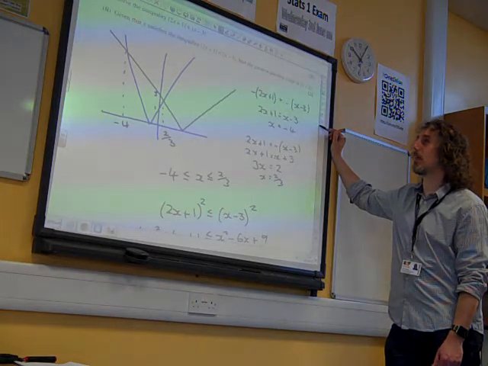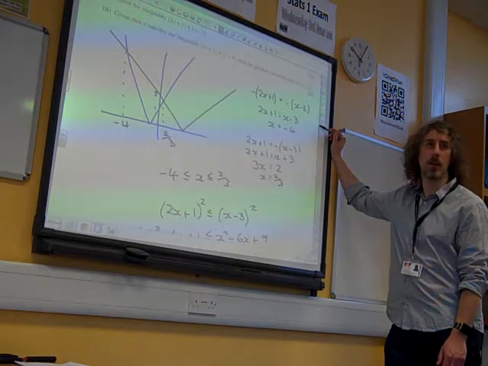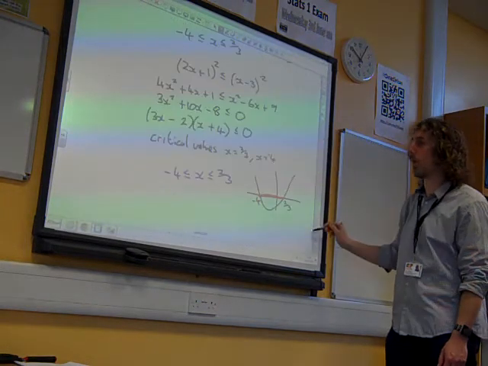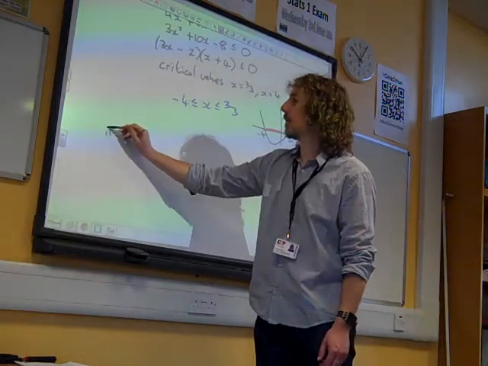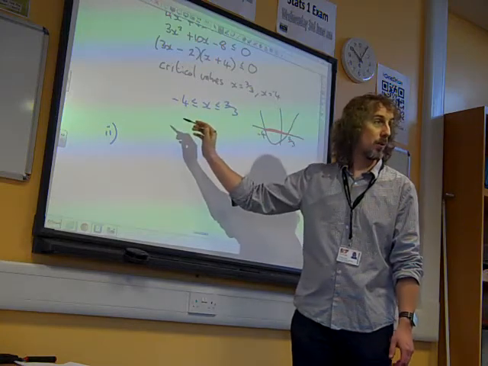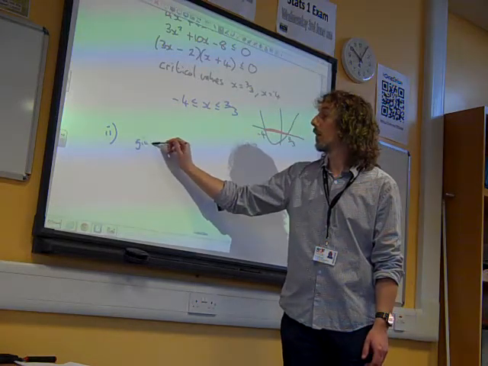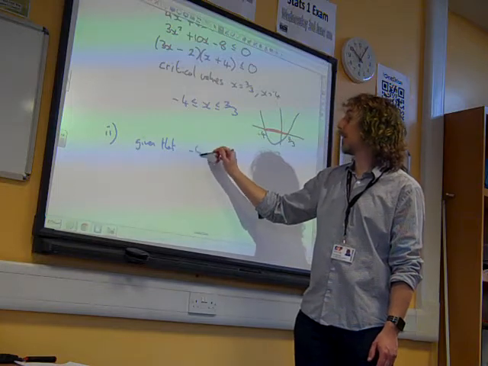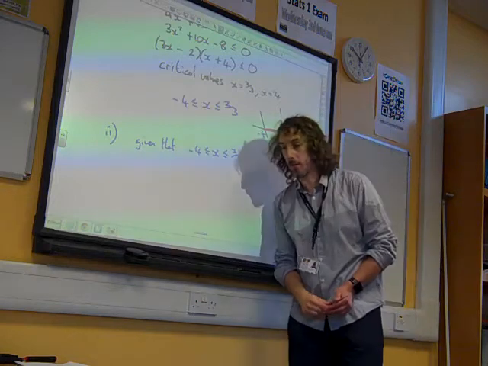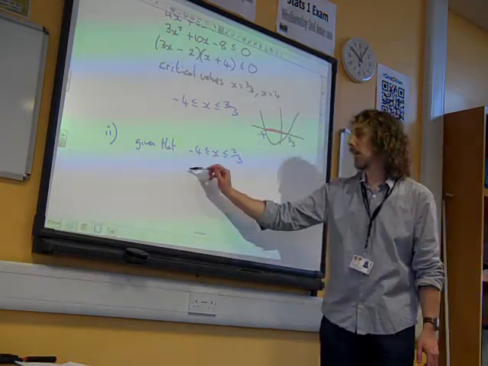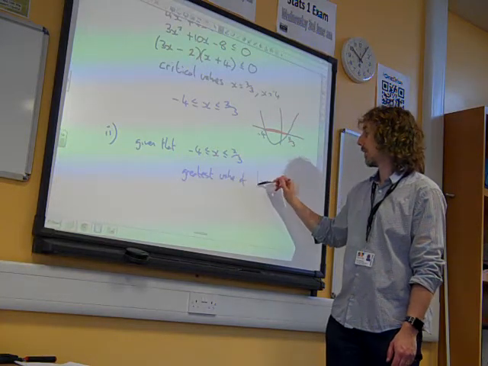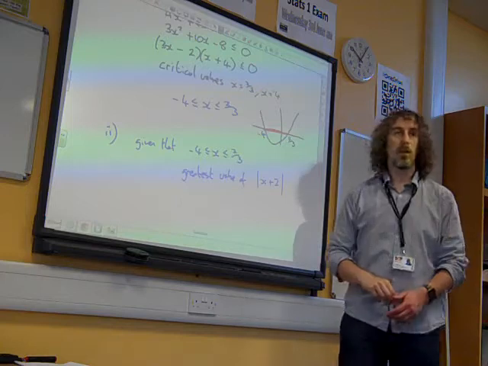Right. Given that x satisfies this inequality, find the greatest possible value of the modulus of x plus 2. That is a good question. Given that x is between minus 4 and 2/3, we are asked to find the greatest value of the modulus of x plus 2.